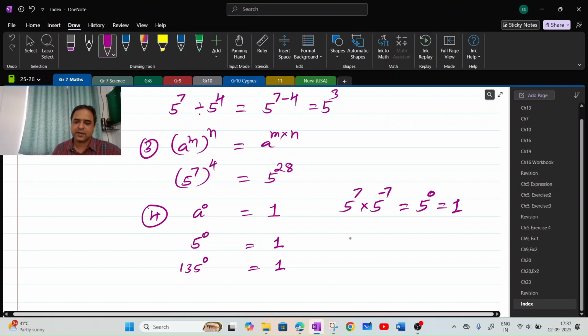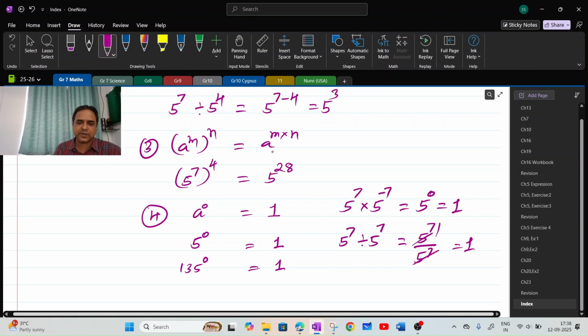So see here, minus 7 means when are we going to subtract? You know that it is when they have a relation of division. So 5 to the power 7 divided by 5 to the power 7. You know that they are the same values, numerator and denominator are the same, so you can cancel it by 1. So your final answer comes as 1. That is why it is happening.